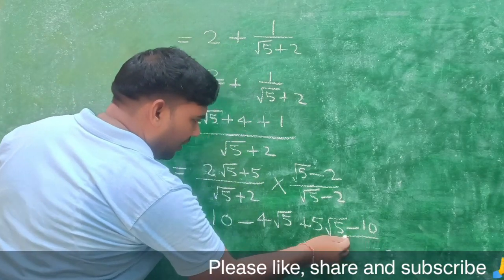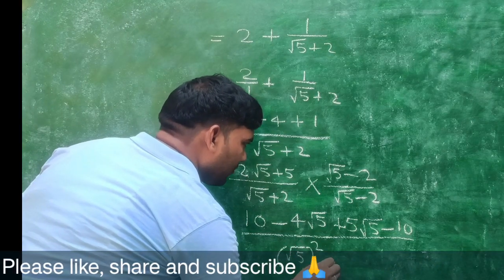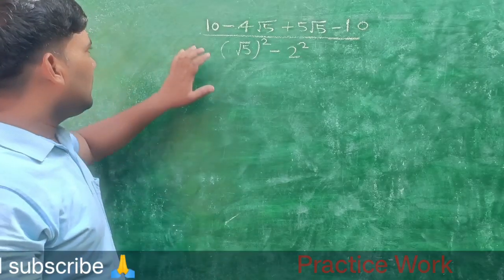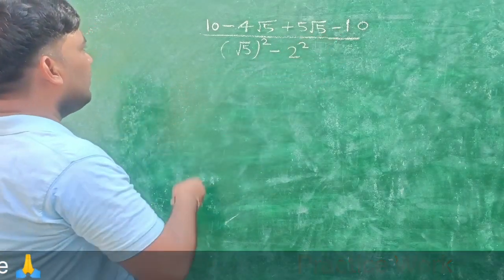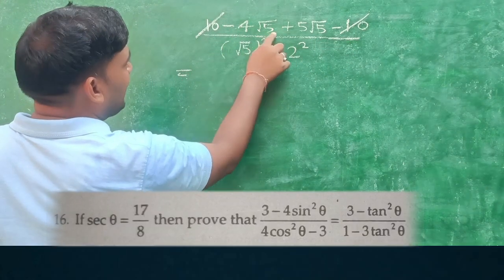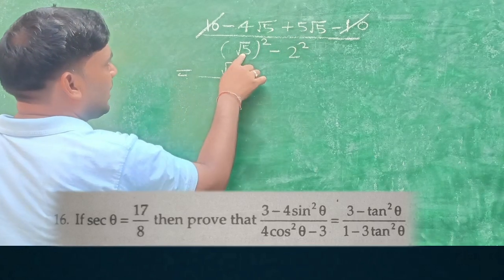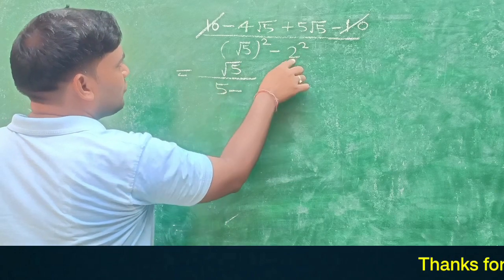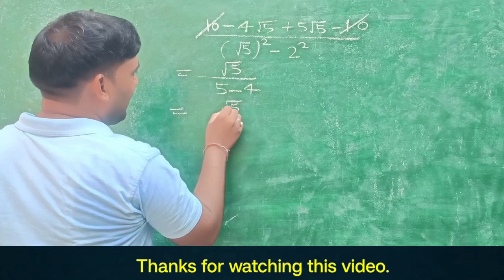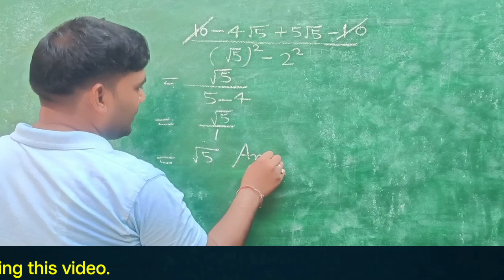Okay. And now we can write here square of root 5 minus square of 2. Okay. Dear student, look here. This 10 will cut by this 10. Okay. And now we will write here minus 4 root 5 plus 5 root 5 is equal to root 5. And here will be the square of root 5 is 5 and the square of 2 is 4. So our next step will be root 5 by 1. Then we can write here root 5. So answer is root 5.